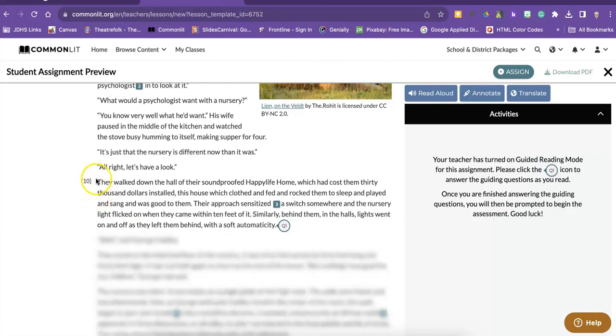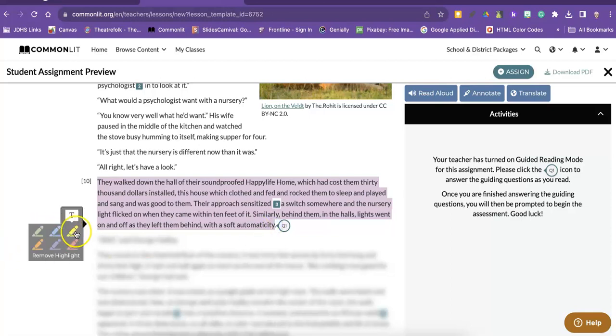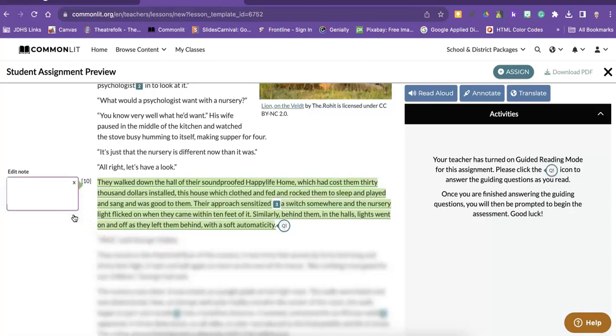So I am going to annotate this first paragraph. In order to annotate, you simply highlight. And when you do, this pops up and you can choose whatever color you would like. And then to add a note, which you have to add a note, you are going to highlight it again and then hit the T button for text.